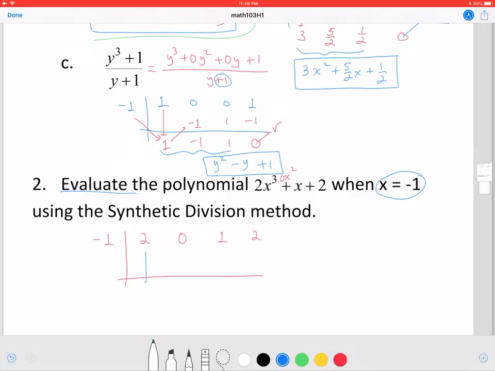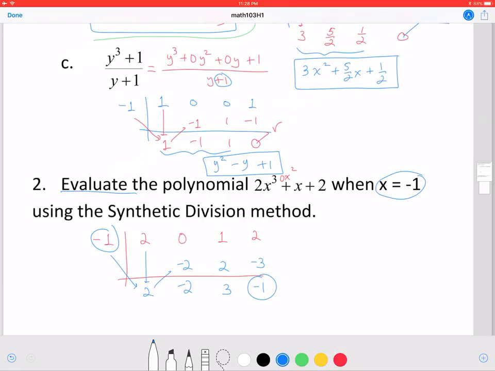Let's do our synthetic division. First, 2 comes down. Negative 1 times 2 is... I'm sorry, my mistake, let's go back. Negative 1 times 2 is negative 2. 0 plus negative 2 is negative 2. Negative 2 times negative 1 is positive 2. 1 plus 2 is 3. 3 times negative 1 is negative 3. And 2 plus negative 3 is negative 1.